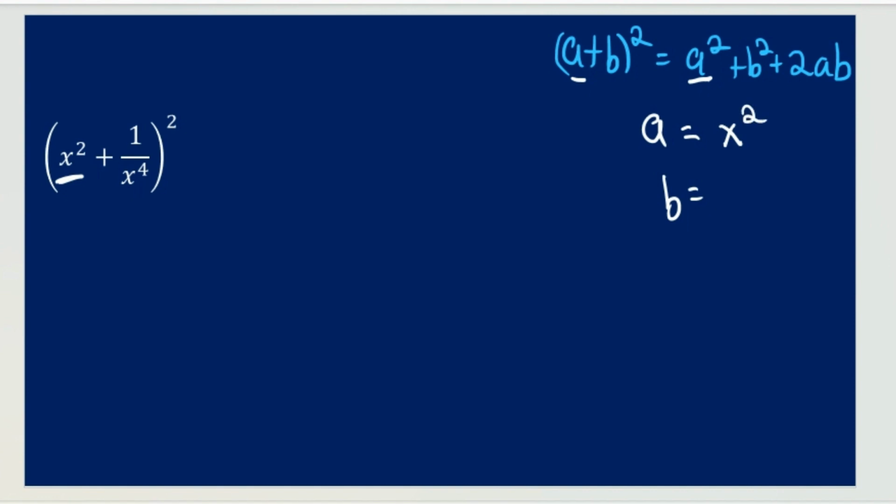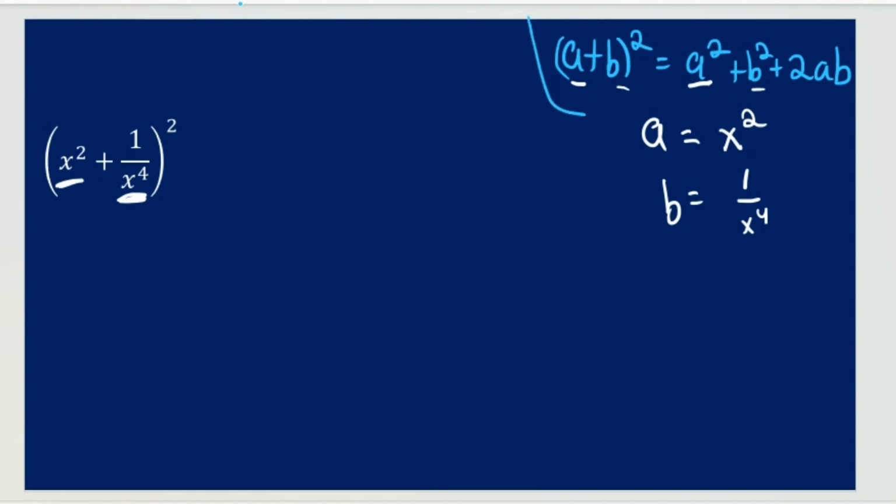Then b is going to equal 1 over x to the 4. Let me write the 1 better. So this is going to be the formula and what a and b equal. Now we got what a equals and what b equals, so now we got to figure out what this question equals.